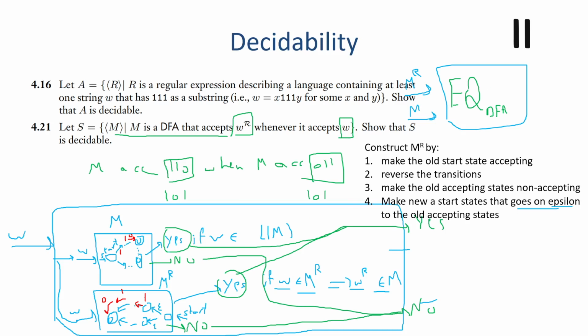So instead of checking the yeses, you just plug in M right here and M reverse. And if this says yes, you say yes. If it says no, you say no. So again, there's lots of ways to solve these. I'll leave you to figure out these tiny details.